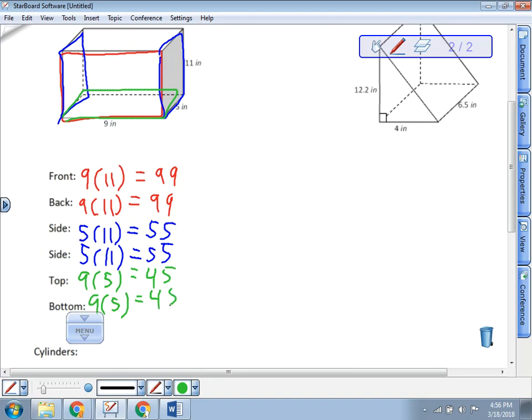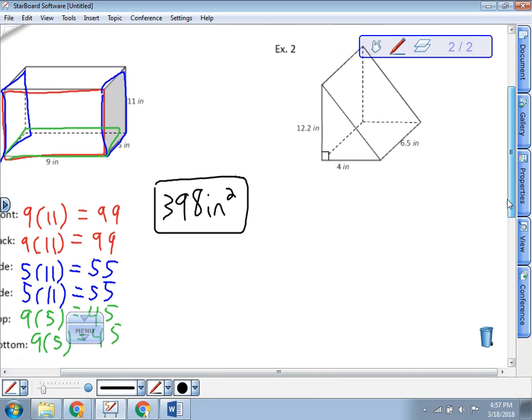Then all you're going to do is add all these together. When you do that, you should get 398 square inches, and that is the surface area of this object. So pretty straightforward. Let's take a look at this one, a little bit more difficult.